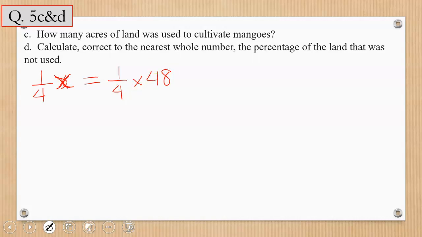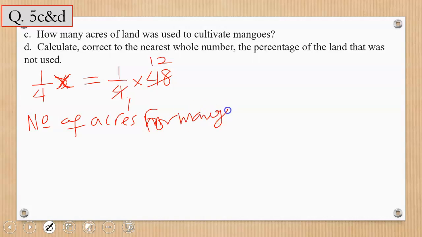Now if you divide 48 by 4, we are going to have 12. So the number of acres used for the cultivation of mangoes, according to the question, now becomes 12 acres.